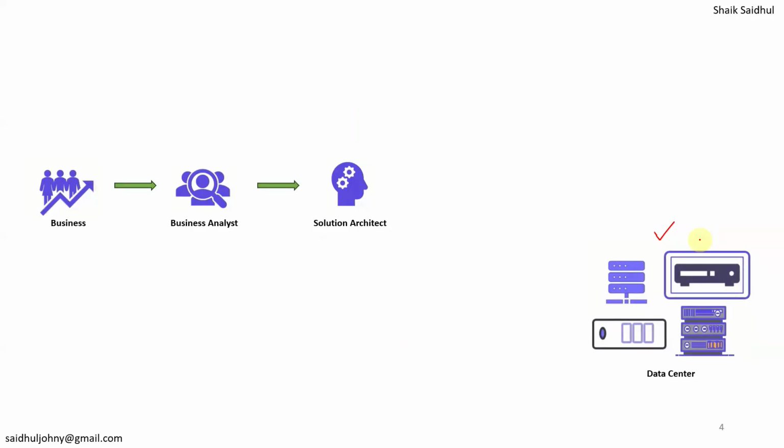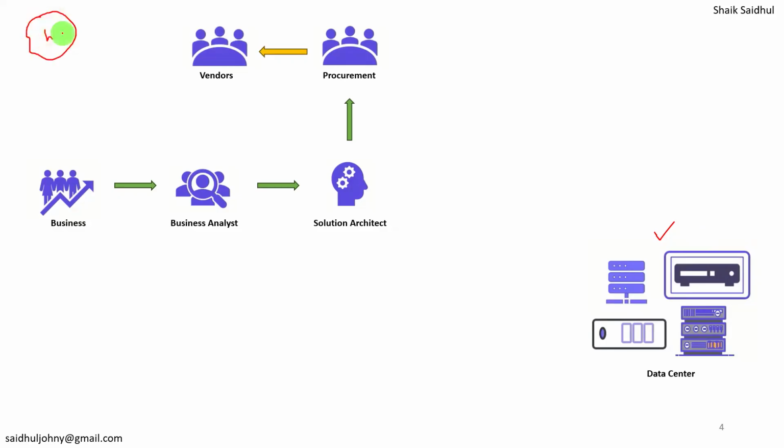But most of the times the infrastructure is not readily available. So if additional hardware is required, they have to order it via the procurement team. Now the procurement team will put in a new request to the vendor's team. The vendor's team will go to the hardware shop, purchase the hardware, and deliver it to the data center.